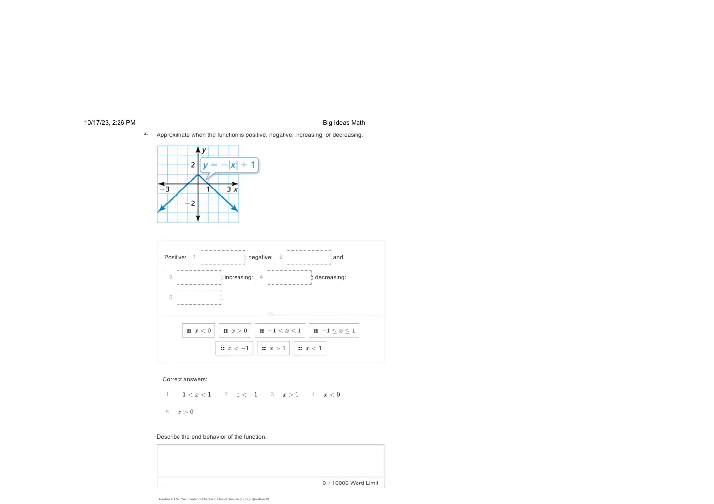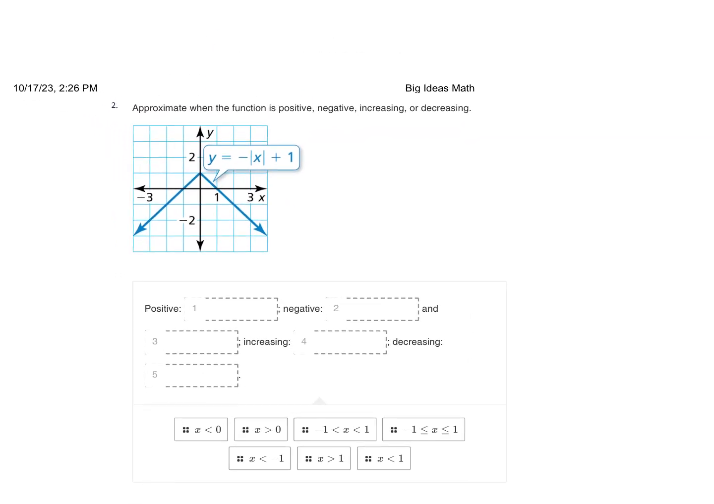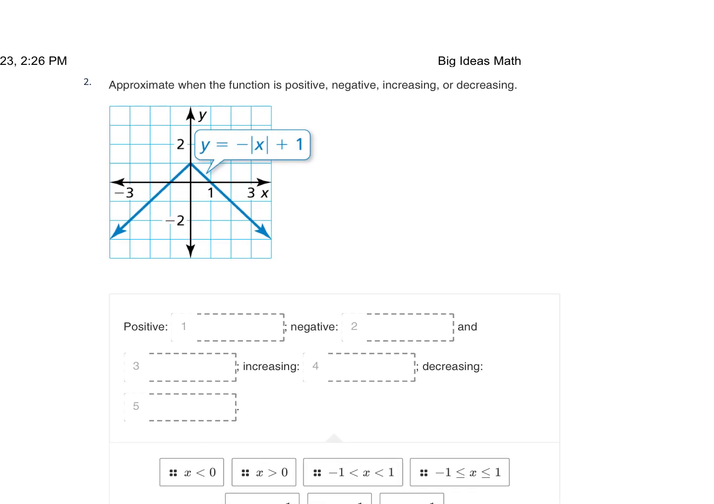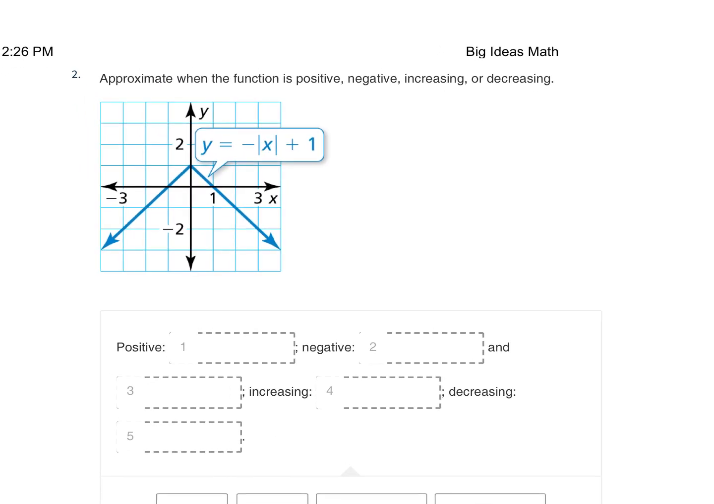All right, the next one says approximate when the function is positive, negative, increasing, or decreasing. All right, so our positive is every part of your graph above the x-axis. Those would be in the positive part of the graph. So that's in between 1 and negative 1. So we're going to say x is less than or equal to 1, but greater than or equal to negative 1.